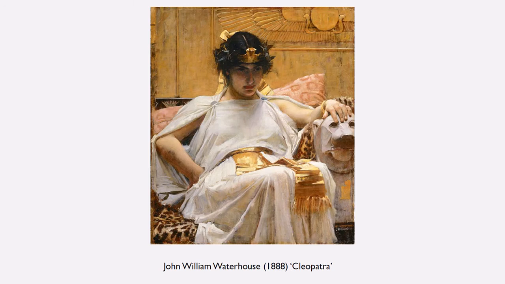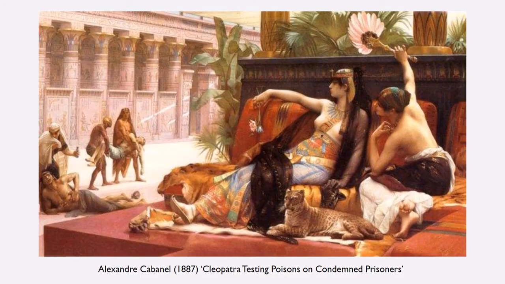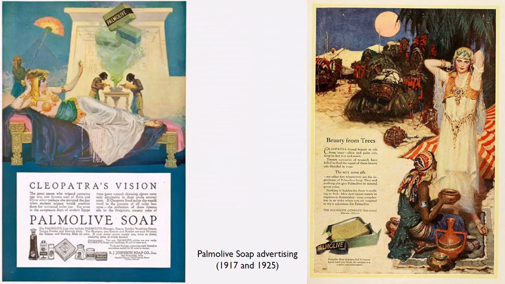And the same sort of thing, around about the same time, from John William Waterhouse. You can see the animals and the jewellery and the gold and everything else. And then we get little episodes from her life. So in this one, this idea that she's preparing for her death by testing poisons on prisoners. And all of these let the viewer know, the viewer is very comfortable with these as signifiers of Egypt and the East and this period of history.